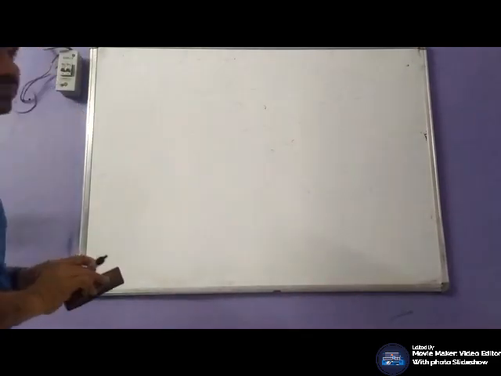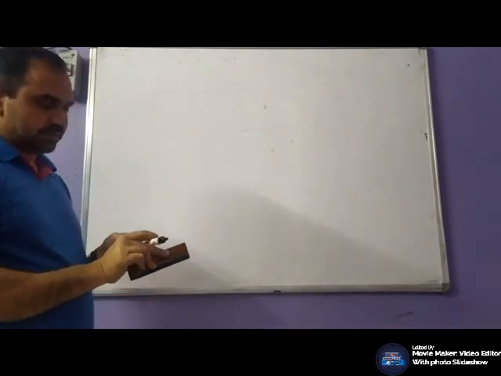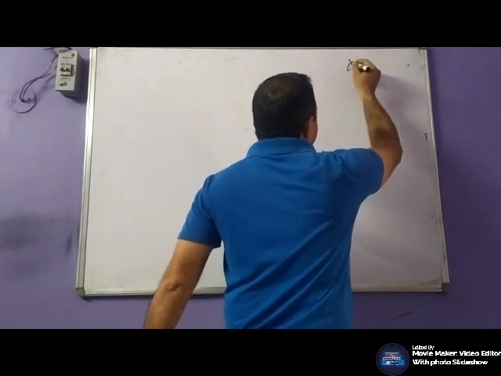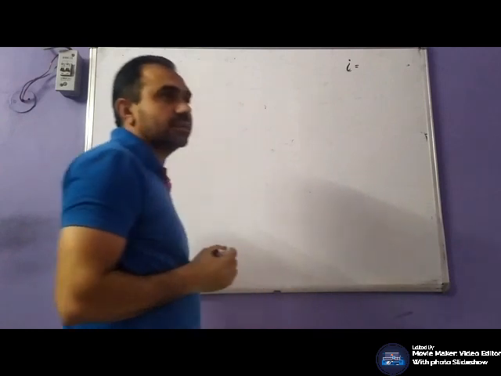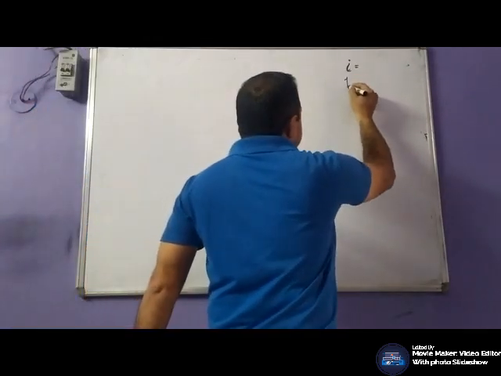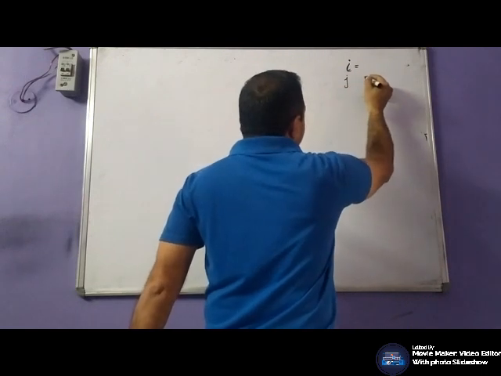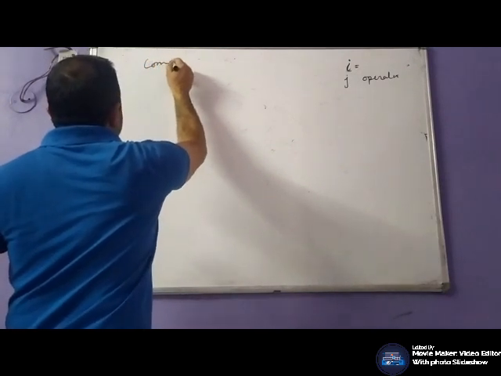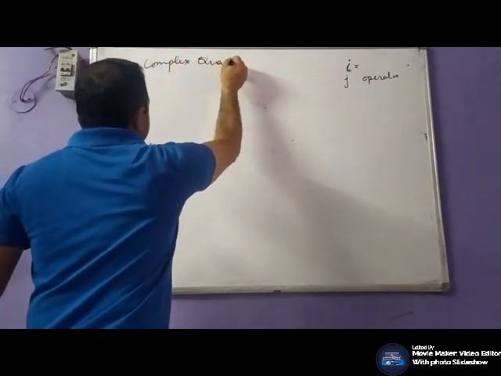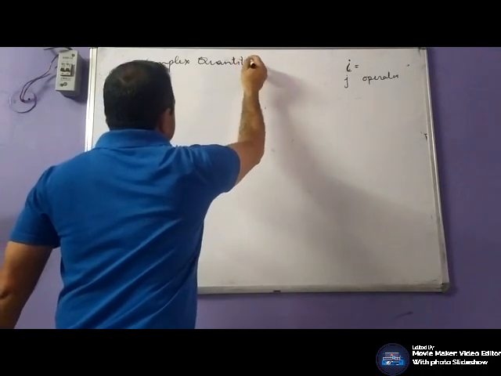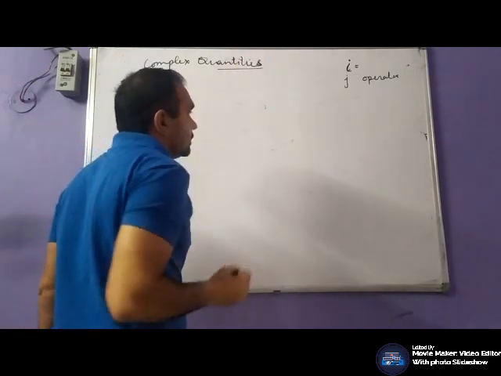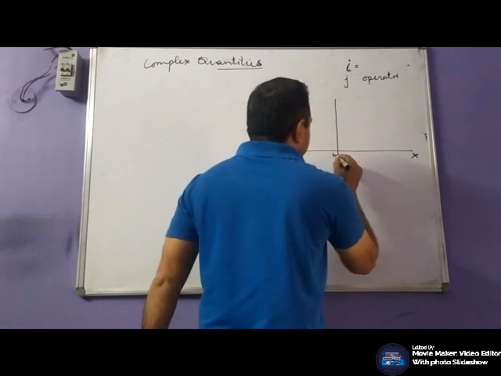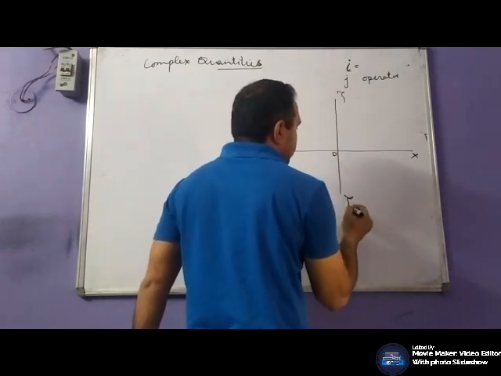That is in terms of complex quantities. We know this iota, and in place of iota we just use j, and this j operator can be represented on your axis, horizontal and vertical axis.